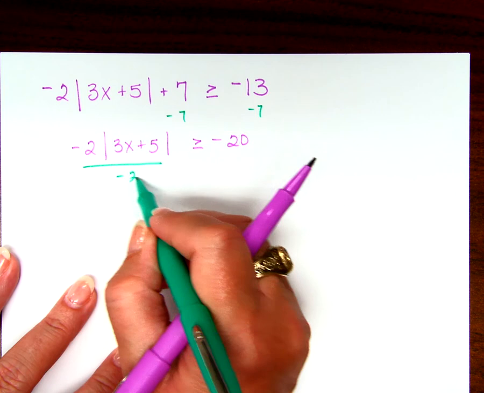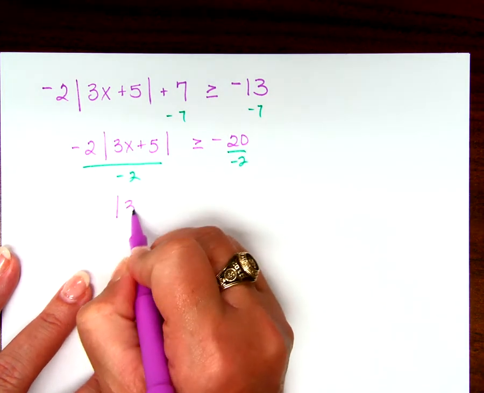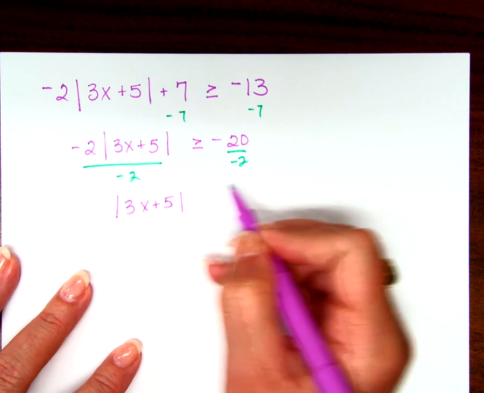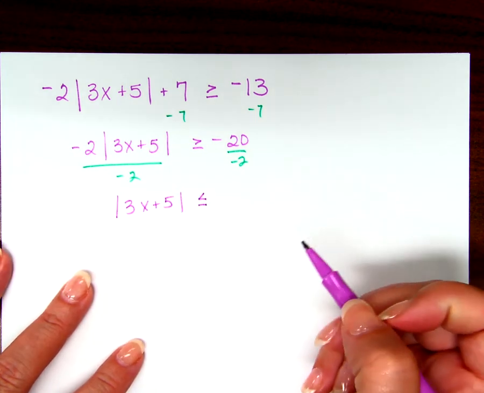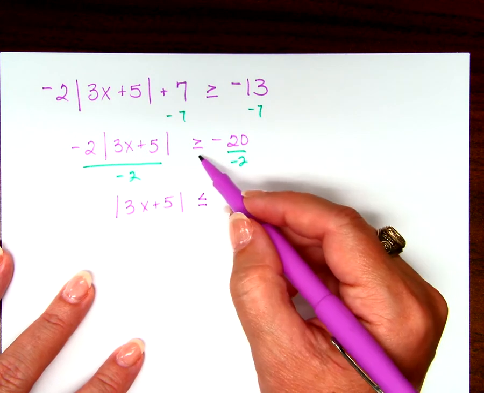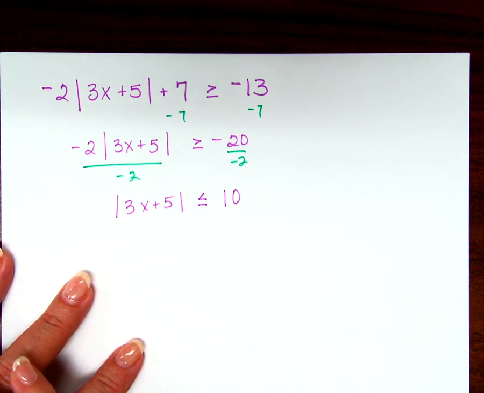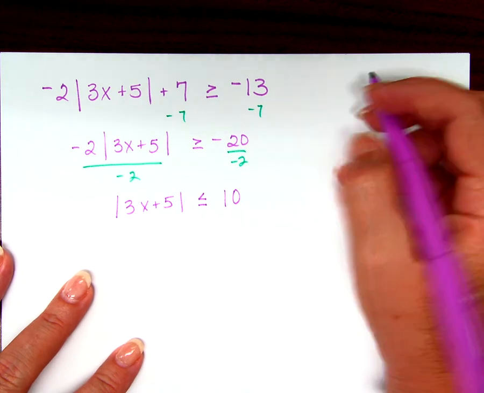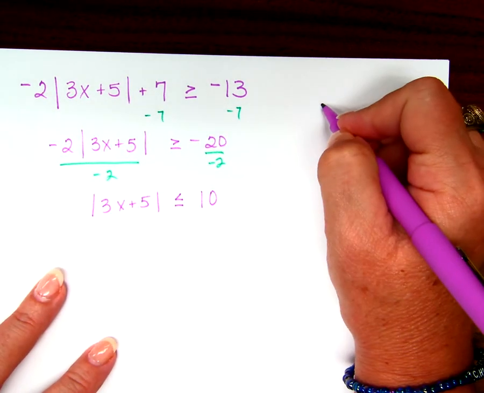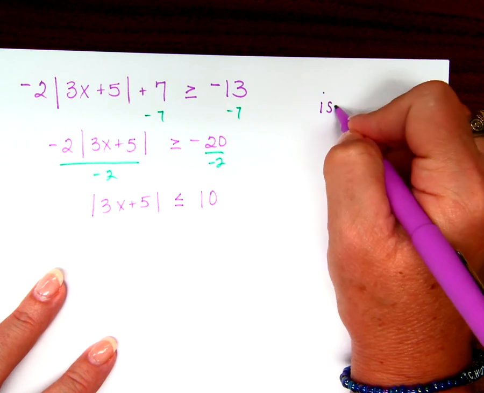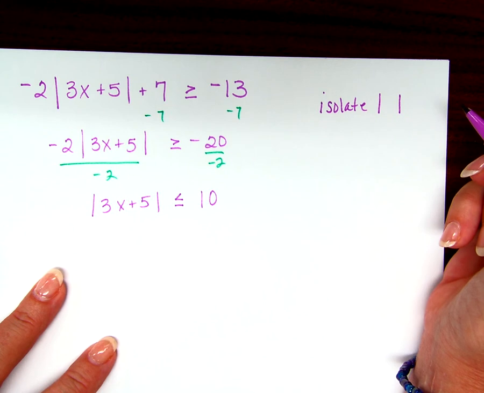Good. Divide both sides by negative 2. 3x plus 5. Oh, excellent. Why is it less than or equal to? I divided by a negative, so I had to flip my inequality sign. Okay? And 10. So, just so we have a running reminder of our steps. First, I have to isolate the absolute value. You remember that?